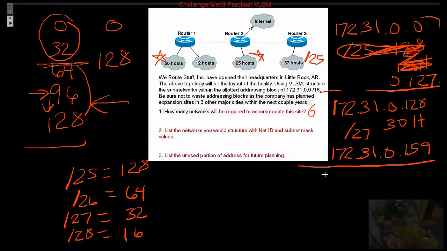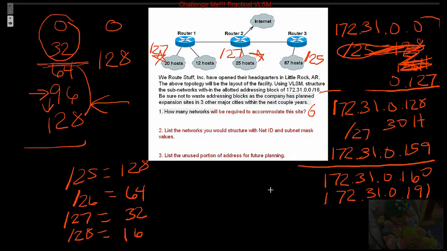There's a network, 172.31.0.160. We're going to grab another 32, okay? Because this guy's out the way now with the /27. We're going to take him out the way with the /27. And we're going to have a network from 172.31.0.160 to 191.